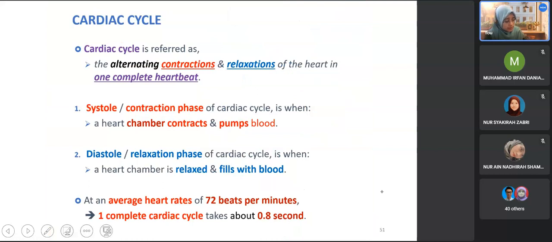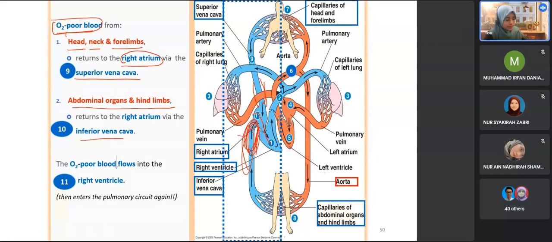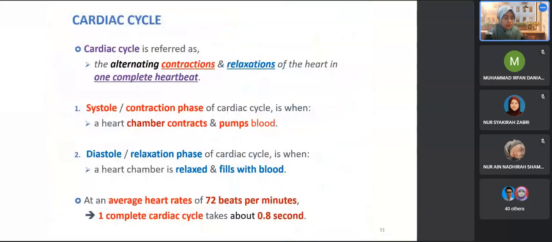So if you look at this diagram, you just follow the numbers, kan? Daripada 1, 2, 3, 4 dan seterusnya. You should be able to explain the flow of blood, okay, in both of these circuits, the pulmonary circuit and also the systemic circuit, through the heart chambers and also blood vessels.